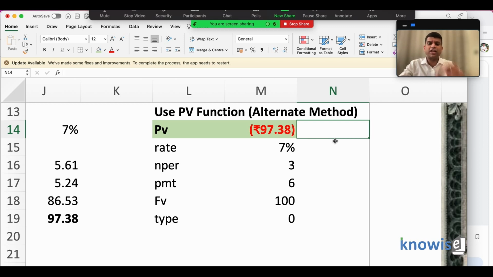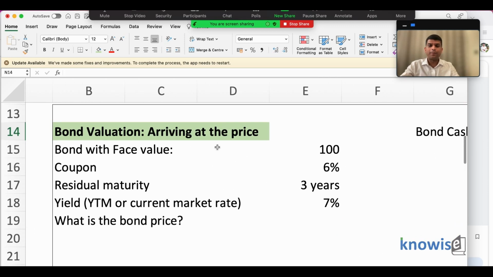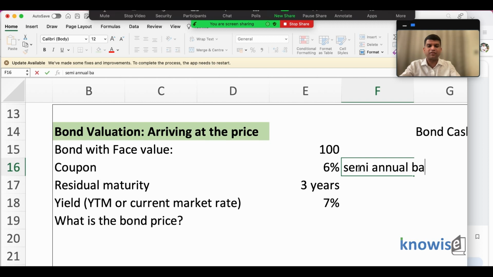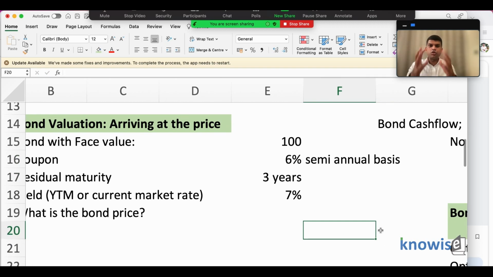Now, what could be the variation to this? The variation could be that, while giving the information on the coupon, they would have told you the coupon is paid on a semi-annual basis. What do you mean by this? You would earn interest once in 6 months. Now, what will change? Some of you might think, okay, I am going to get 6% interest for 6 months. That is not the case. The interest rate given is always in annual terms, but it is only the payment frequency that changes.